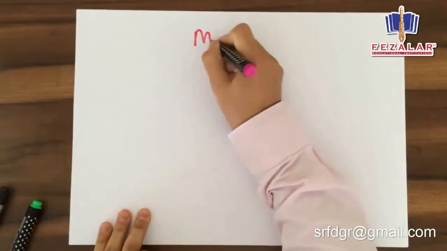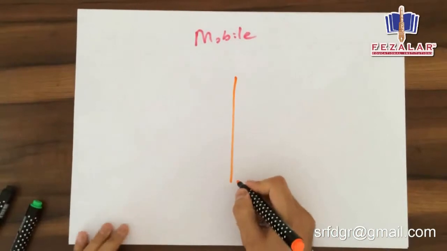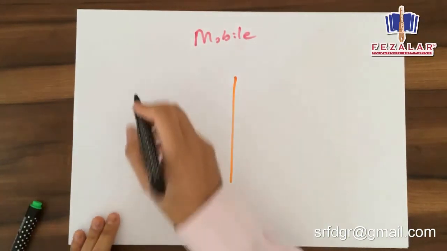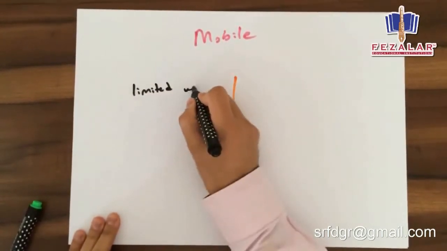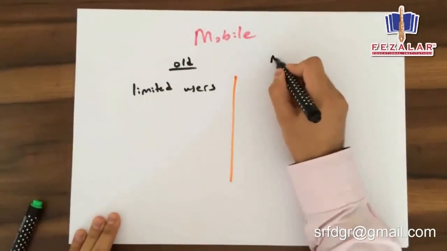In the last part, we will talk about mobile technology, the new method and the old method. I want to compare them to explain that. In the old method system, only limited users can use the system. Let's say limited users, old one and new one.